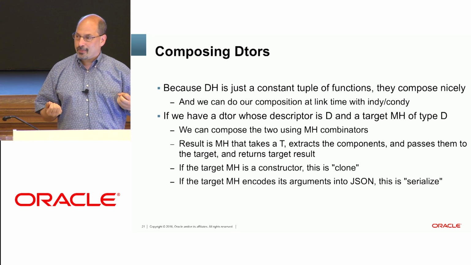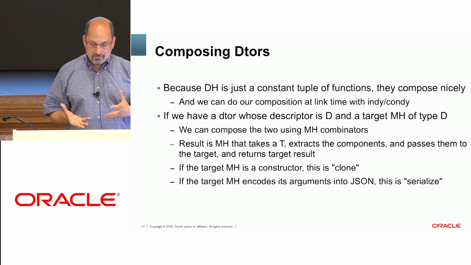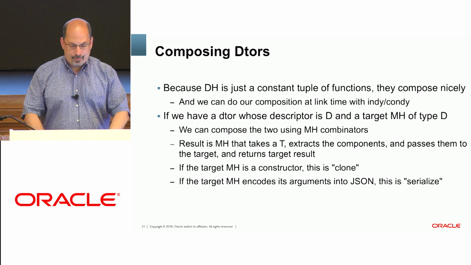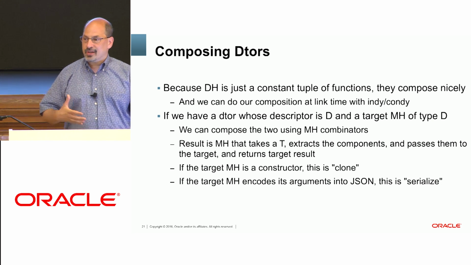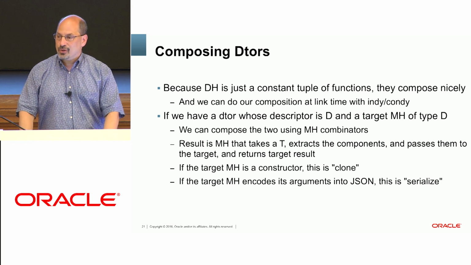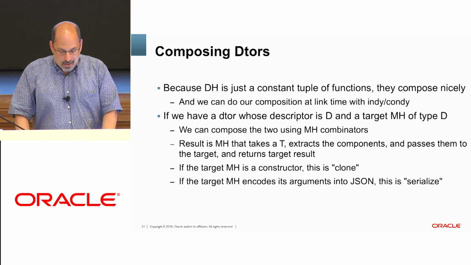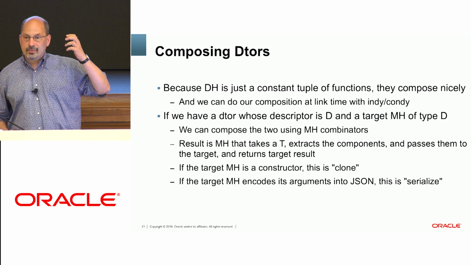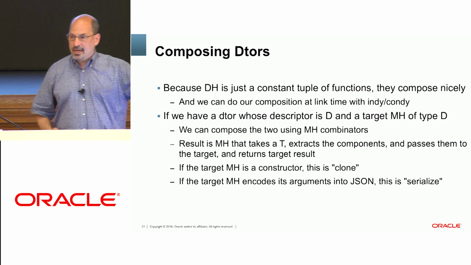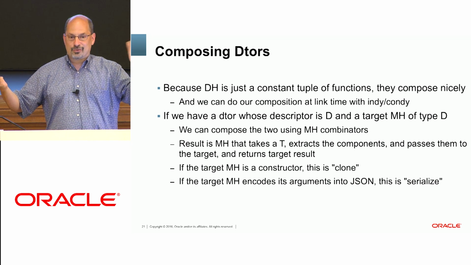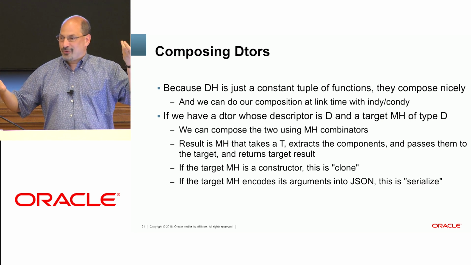Because they're constants and functions compose, if we do our job right, destructors can compose also. And this composition can again be done with constant dynamic at link time. So the overhead of doing this all becomes a one-time overhead. So, for example, I have a deconstructor whose descriptor is D, and I have a method handle whose descriptor is D. And remember, the descriptor of the deconstructor is really an inverse.